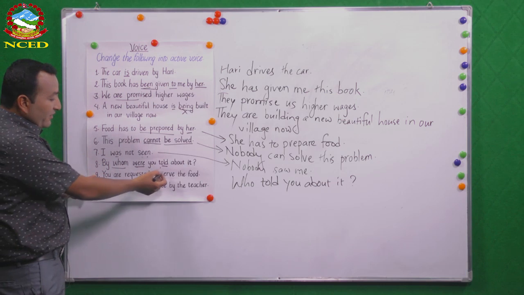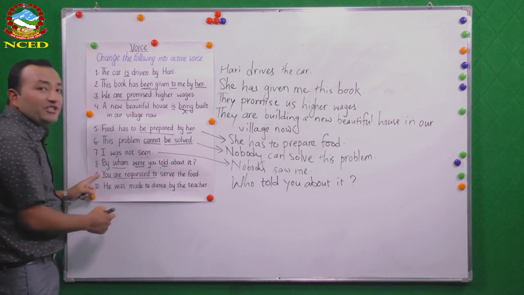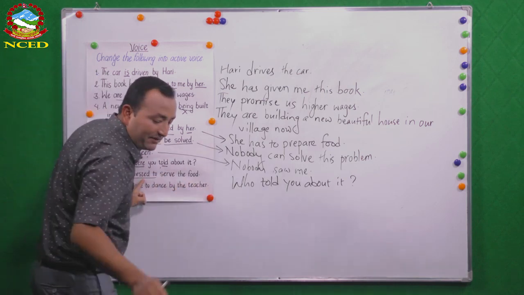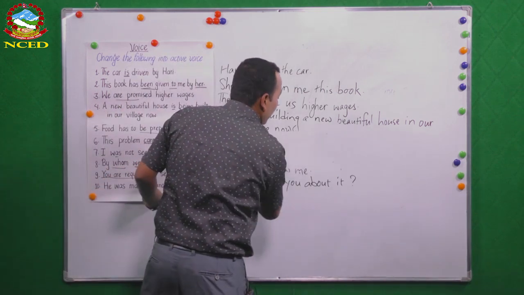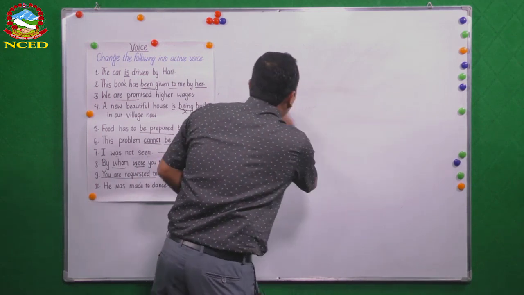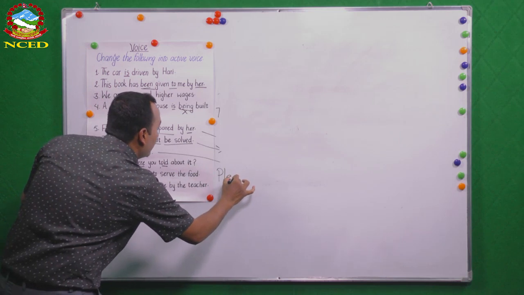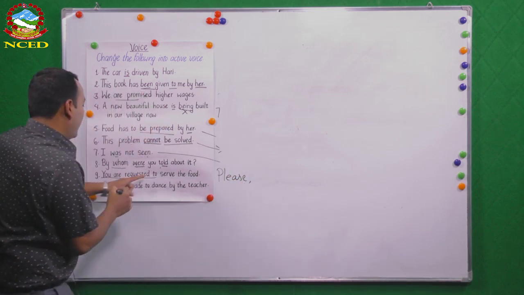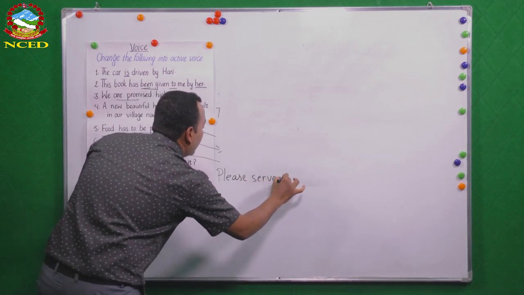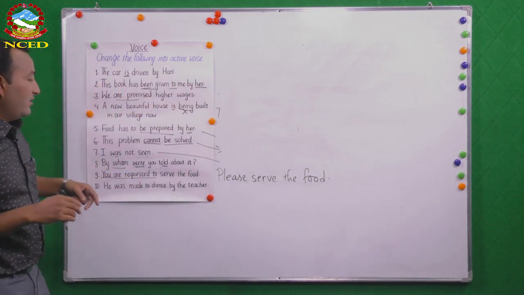Now number 9, you are requested to serve the food. You are requested to plus verb 1 is used in passive sentence when there is request type of sentence. See, let me write request type of sentence. Request is made by using either kindly or please. So we write please, then we begin from verb 1. Please serve the food. Imperative sentence.